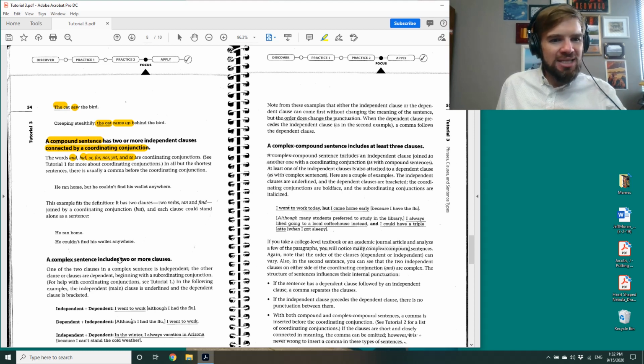Now, a complex sentence includes two or more clauses. Now, one of the two clauses in a complex sentence is independent. The other clause or clauses are dependent, beginning with a subordinating conjunction. See, I highlighted everything in this sentence because it's so important. Now, in the following examples, the independent main clause is underlined and the dependent clause is bracketed.